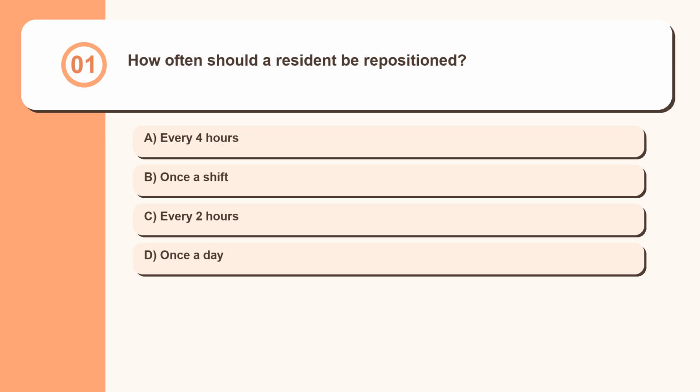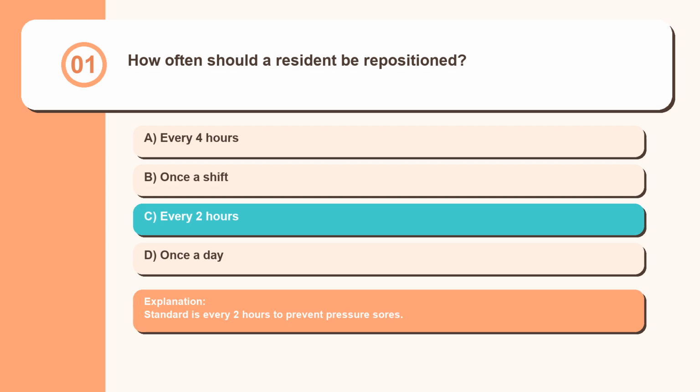Question 1. How often should a resident be repositioned? Every 4 hours. Once a shift. Every 2 hours. Once a day. Standard is every 2 hours to prevent pressure sores.